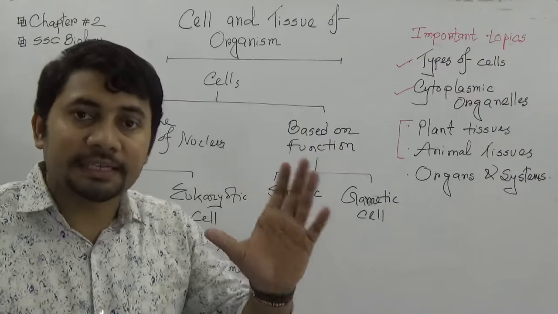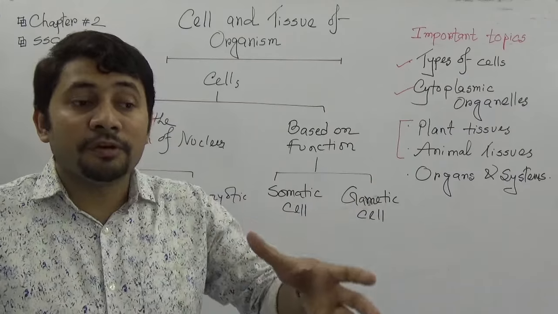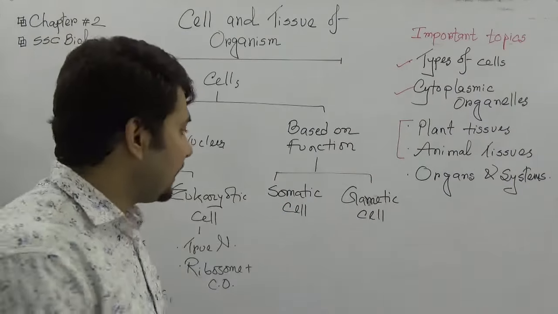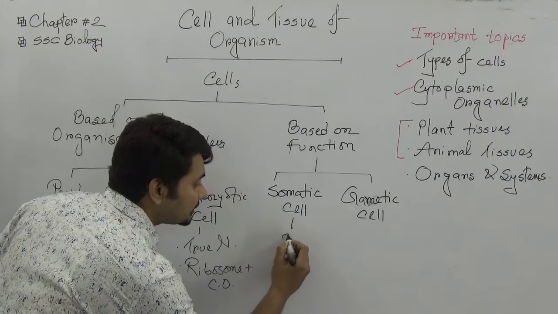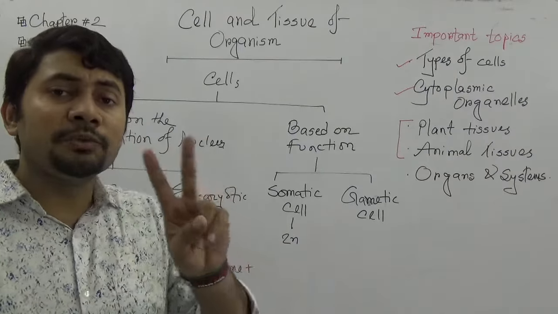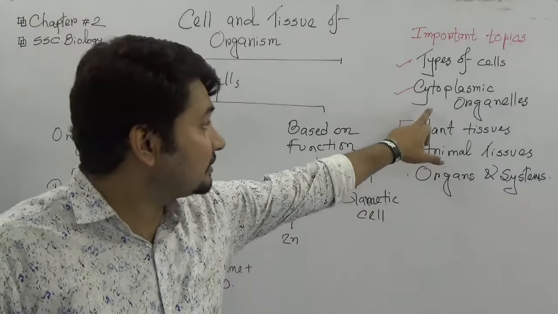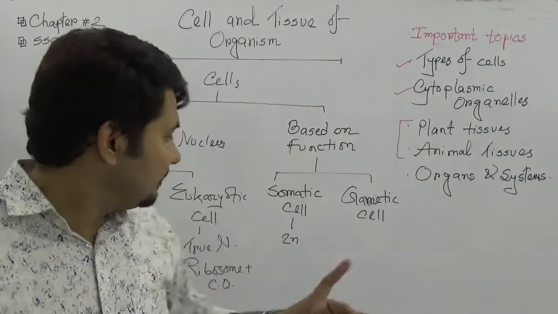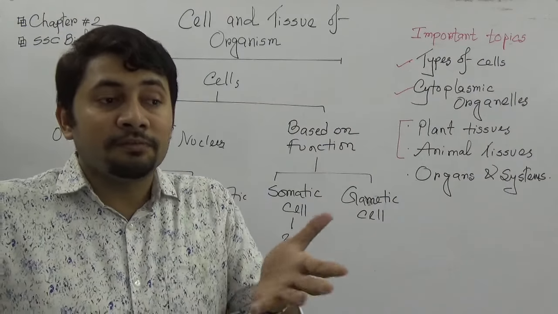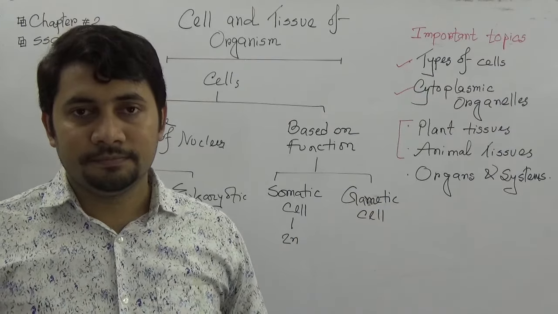So somatic cells are the type of cells responsible for growing the body of a living organism. Somatic cells are diploid, which means there will be 2n chromosomes. I'll explain it later when I explain the cytoplasmic organelles and chromosomes. But here, somatic cells are responsible for body growth through the mitotic process.